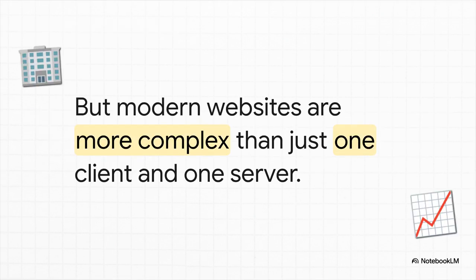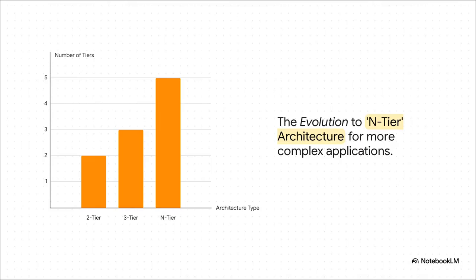blink of an eye. Now, for a simple website, maybe a personal vlog, that two-part system, one client, one server, works perfectly fine. But for these massive, complex applications like your online banking or huge e-commerce site, things have to get a lot more sophisticated. You're going to need more than just one chef in the kitchen. And this is what led to the evolution of what we call N-tier architecture.